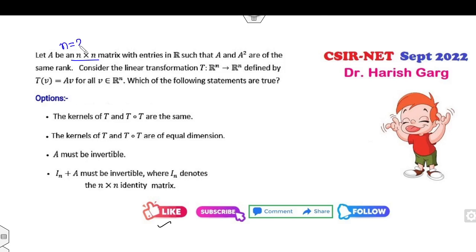Again, I can choose n as 2 for the easy case so that A and A square have the same rank.